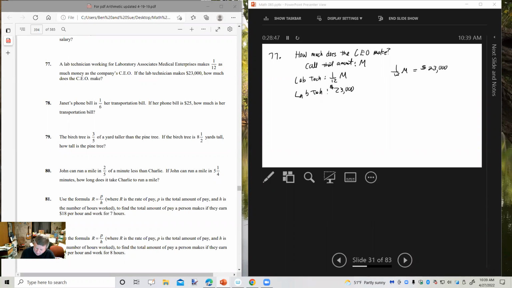$23,000. We'll multiply both sides by 12 over 1. We get M equals, let's see, if we take 23,000 times 12, we get 276,000. So how much does the CEO make? $276,000. All right. Any questions about that one?